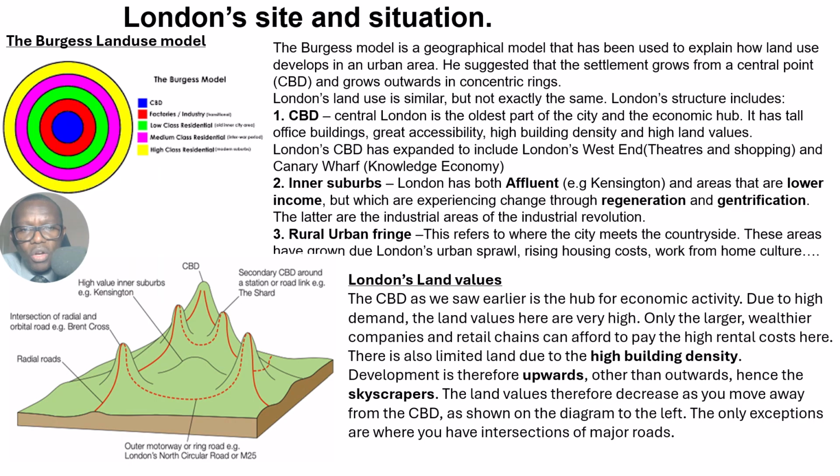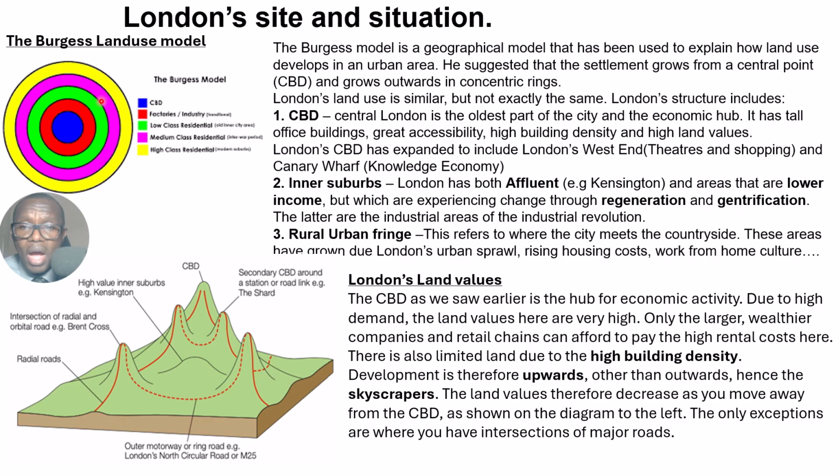Okay, so we shall now look at London's land use and also the land values here in London. Now we have a model here, and this is the Burgess model, a geographical model that has been used to explain how land develops in an urban area. The reason why I've included it here is because it helps us to understand urban land use here within London.